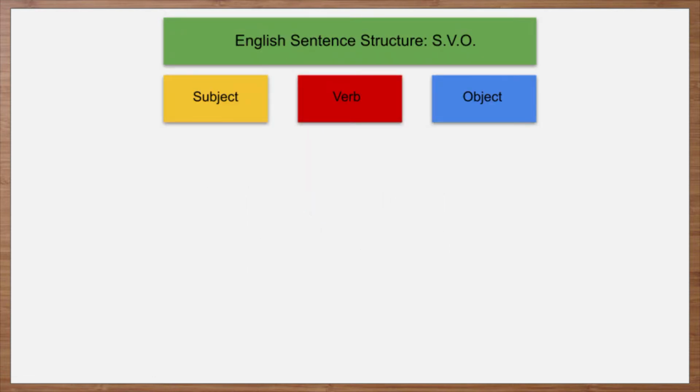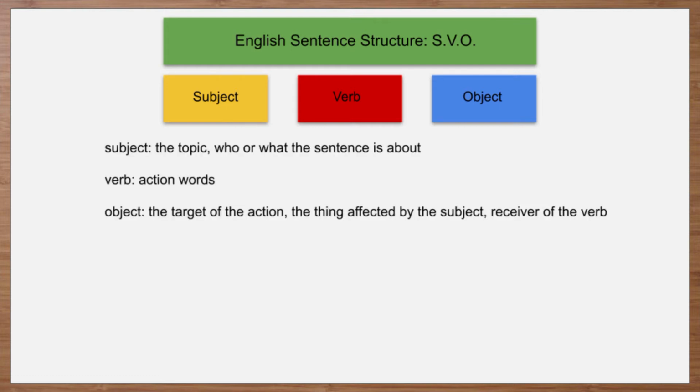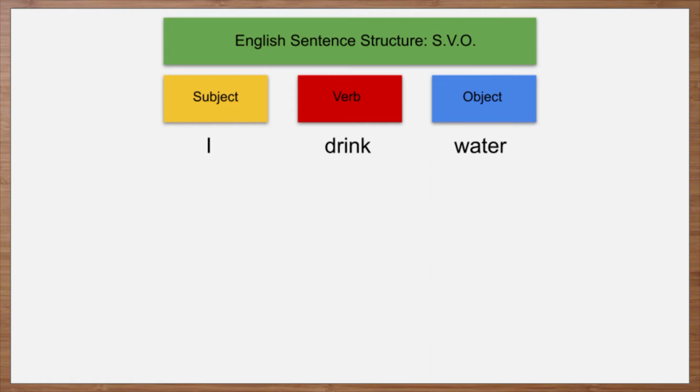English is SVO, or subject, verb, object. Subject being what the sentence is about, the verbs are the action words, and the object is what receives the action, or the target of the verb. Like the sentence, I drink water. If you look up each word in Japanese, you get watashi is I, nomu is drink, remember this is base 3 or dictionary form, and mizu is water.